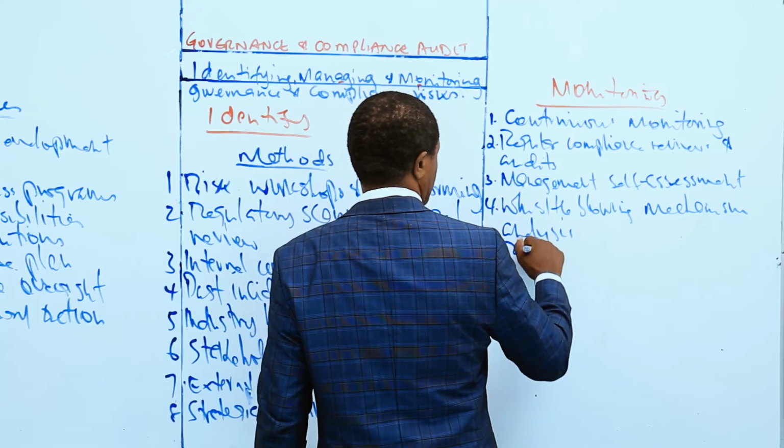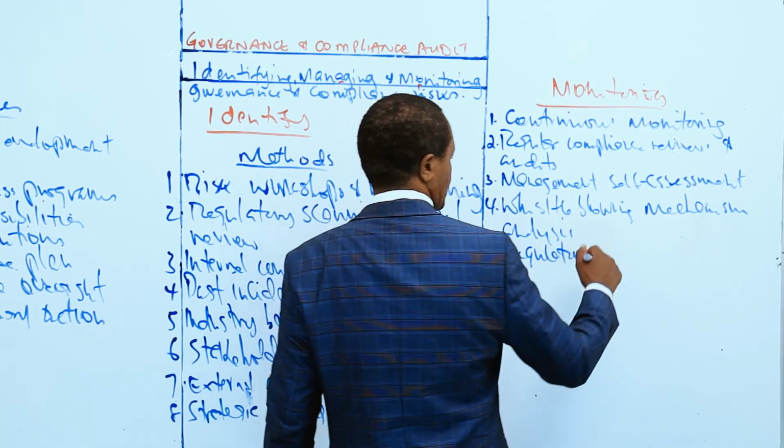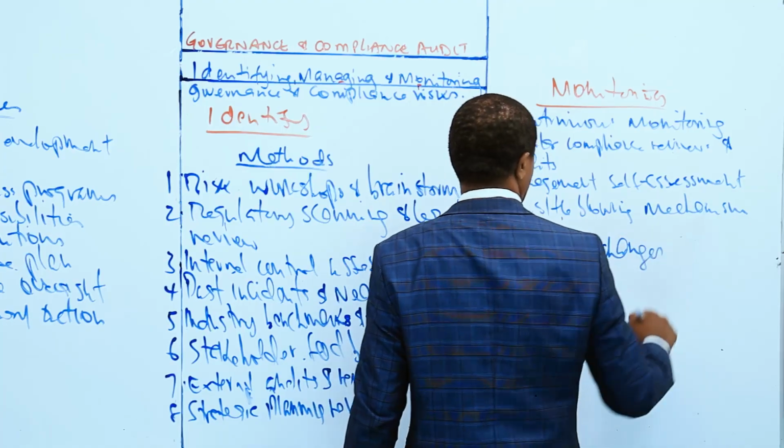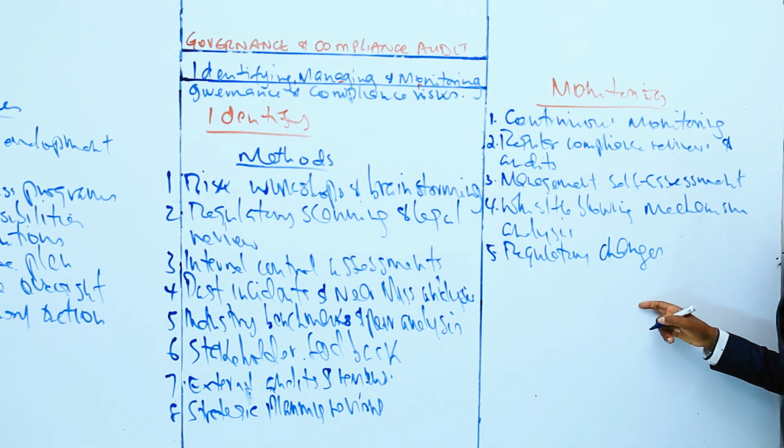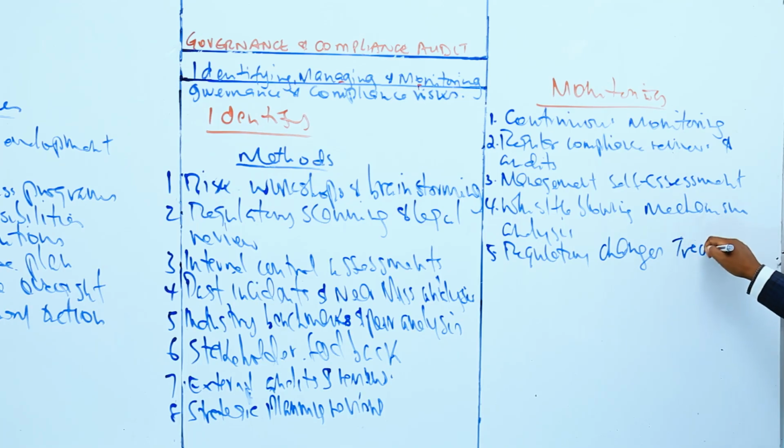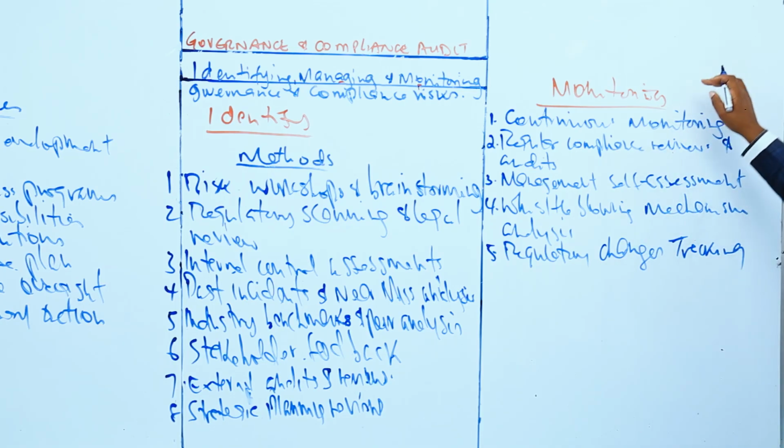5. You may also have regulatory changes tracking. Regulatory changes tracking can also be used to monitor governance and compliance risks. This is simply the ongoing vigilance to identify new or amended laws and regulations that might introduce new compliance requirements or risks, then adjusting policies and procedures promptly in response to these changes.